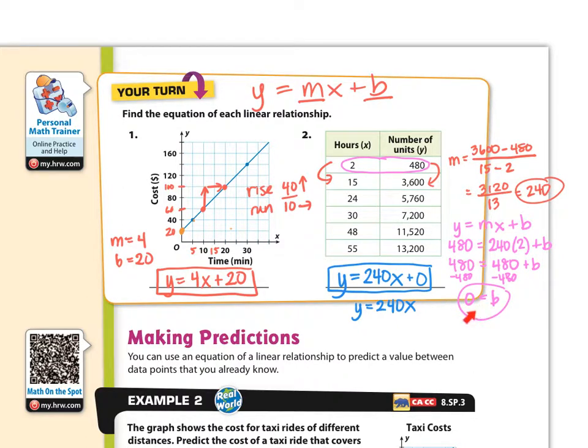So my y-intercept is 0, and that means that this is a proportional relationship. So I could write it as y equals 240x plus 0, or if you look at this in the back of the book, it's just going to have y equals 240x. What we'll also be able to do once we have an equation is get some more points, or what they'll call in this lesson predictions. So I'm going to do another example, one of the your turns, on the next page.